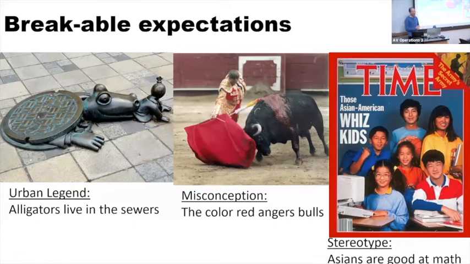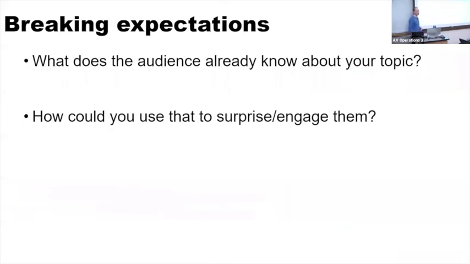So the point of these is that your audience doesn't necessarily have to believe in them, even partially or fully. They're just there, and they're examples to push up against. So again, the audience doesn't necessarily have to believe in them, but you're using that as a way to start. So thinking about breaking expectations: what does your audience already know about your topic? How could you use that to surprise and engage them?